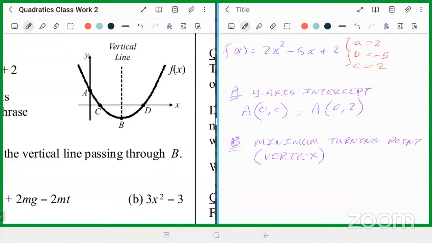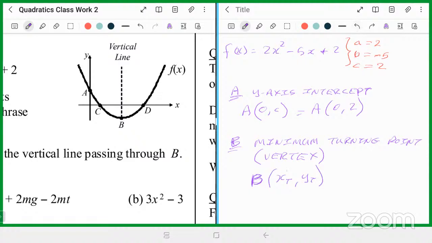So we have given the name or phrase of the point B. It's a minimum turning point, which is also called the vertex. And then we now need the coordinates of that point. In our class, we refer to that point B in terms of the coordinates. We call the coordinates (xt, yt). The letter T stands for turning point.